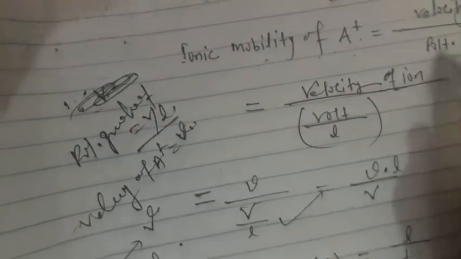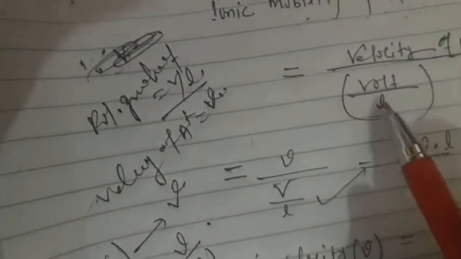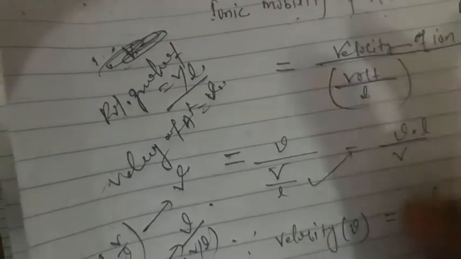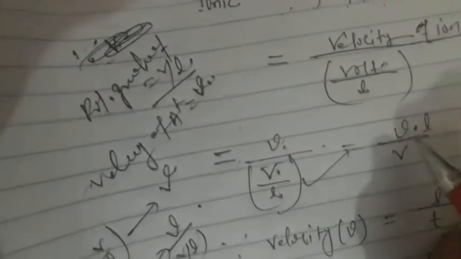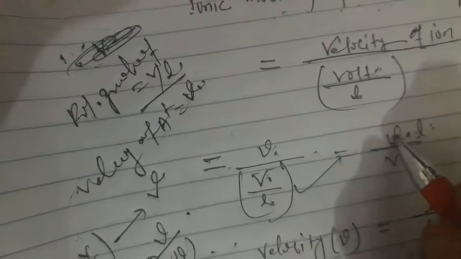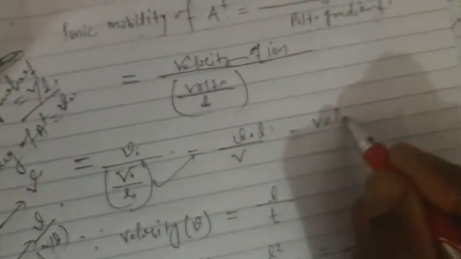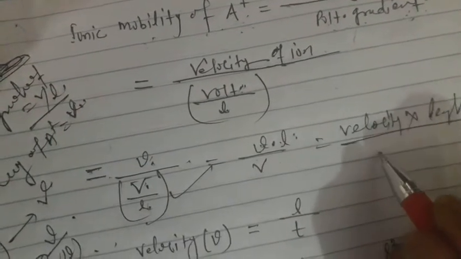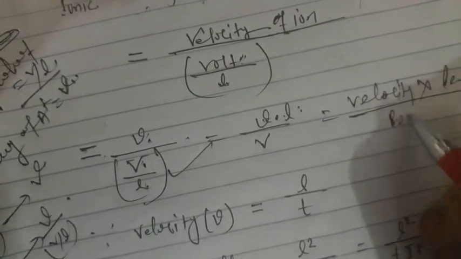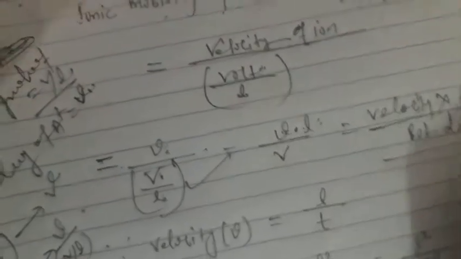This is the formula for the ionic mobility of A plus. That is the velocity of A plus, the velocity of the ion, divided by volt by length. Volt by length is the potential gradient. So v divided by V by L. By multiplying with L, we got v into L, that is velocity into length, divided by potential difference. This is the definition.